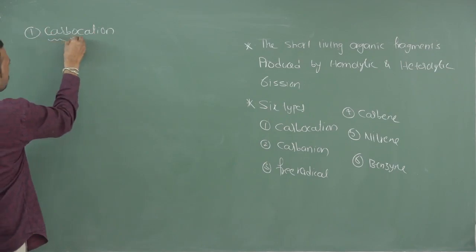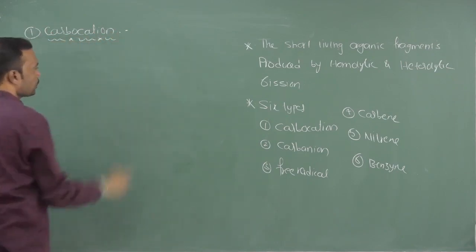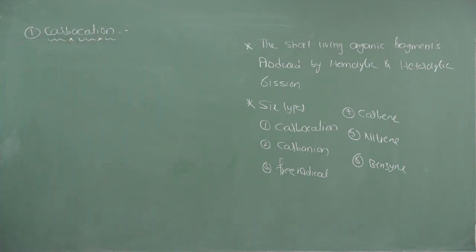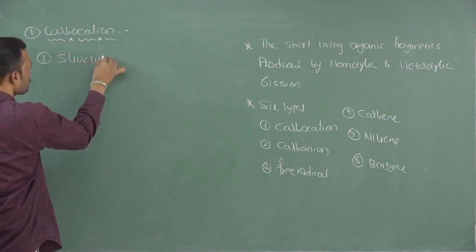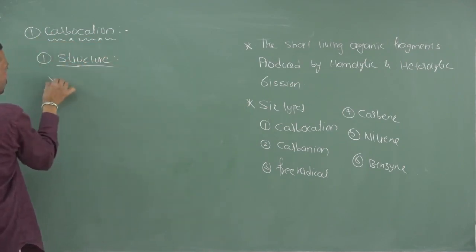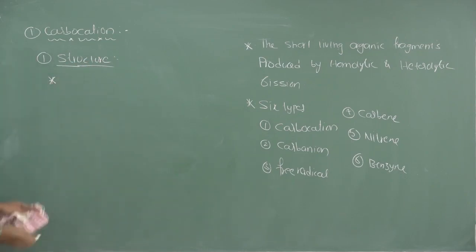Carbocation. So there are 5 things we will discuss for every individual reactive intermediate. First one is structure. Structure of a carbocation.